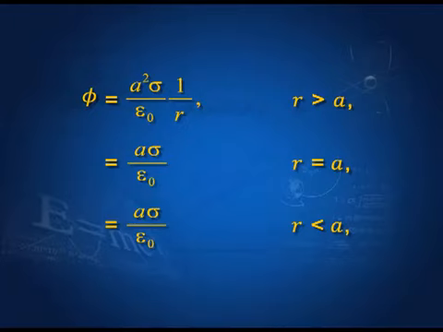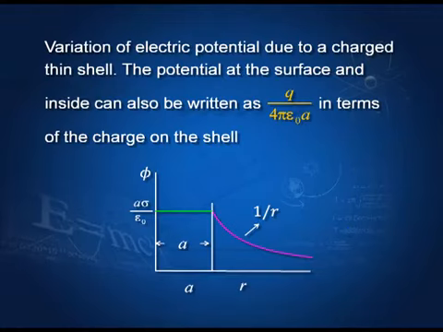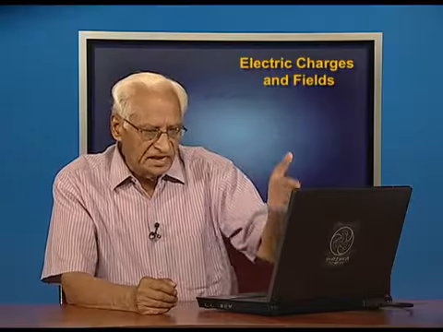And for r less than a, since E is 0, the potential must have a constant value, and this value has to be equal to the value at the surface, so that there is no discontinuity. So, again I will show you the profile. You see, up to a, from the center to the surface, the potential is constant. It has the same value as at the surface, and then outside the sphere or shell it varies as 1 by r. We now take a line charge.